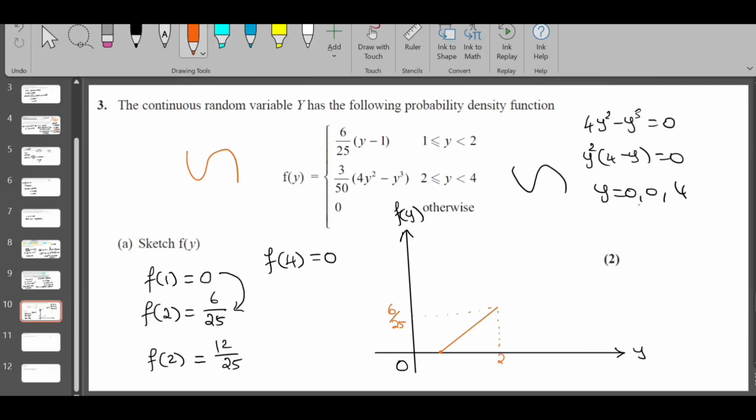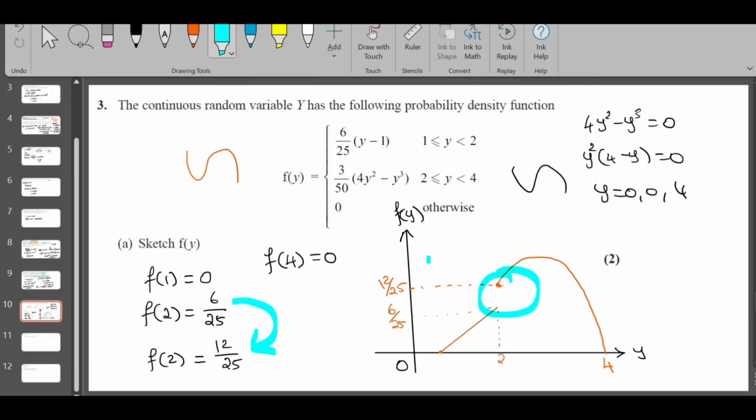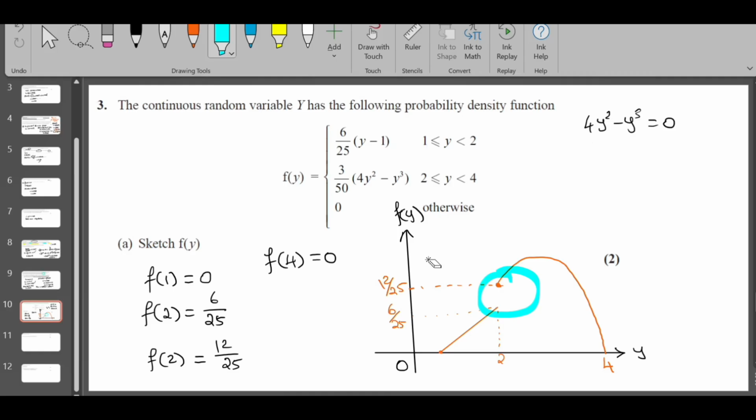So okay. When it's 2, it's 12 over 25. Let's say 12 over 25 is here. Definitely bigger than 6 over 25, right? From 12 over 25, you have to have this space. You see there is a gap here because these two values are not same. That's why there is a gap there. You don't need to show these workings. That's all. It's just a 2-mark question.